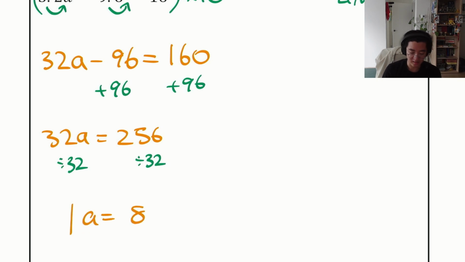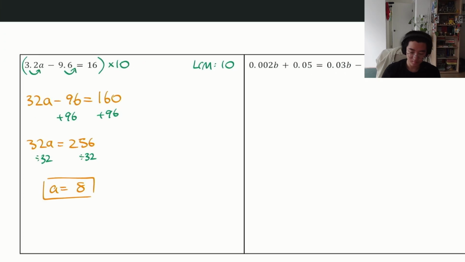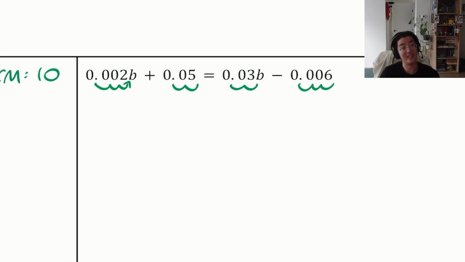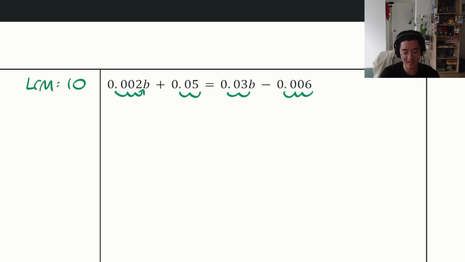A is 8. Okay, just like that. Yeah, look how disgusting this is. But fear not. All I have to do is find the lowest common multiple. Here, that's a thousandths place, so this is going to be over 1,000. This is over 100, over 100, over 1,000. So the biggest number here is over 1,000, so we can just multiply everything by 1,000. LCM is 1,000.